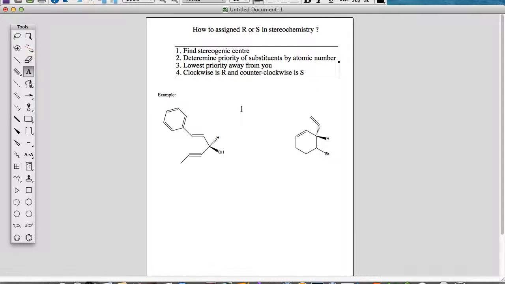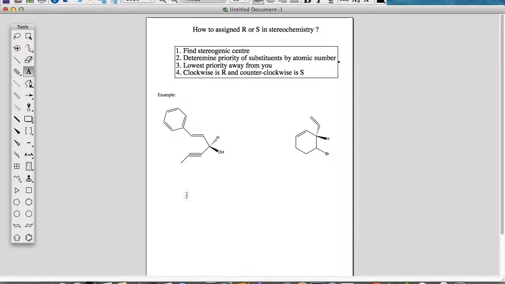The third step is to put the lowest priority away from you. For example, the hydrogen here is pointing down. The last step is to count the priority from 1 to 4. Clockwise is R, counterclockwise is S. And here we have two examples to show you step by step how to assign the R or S in stereochemistry.